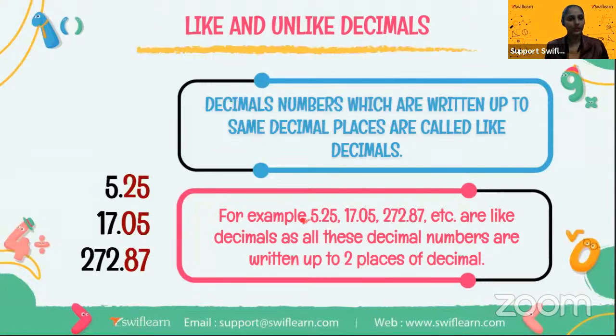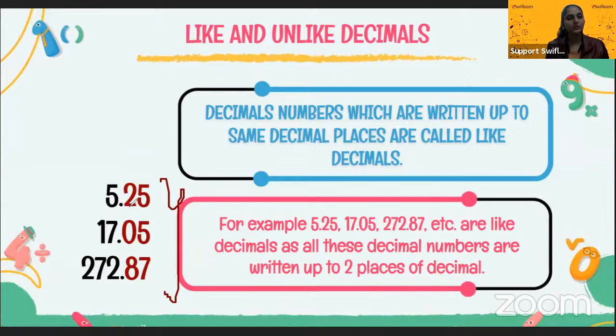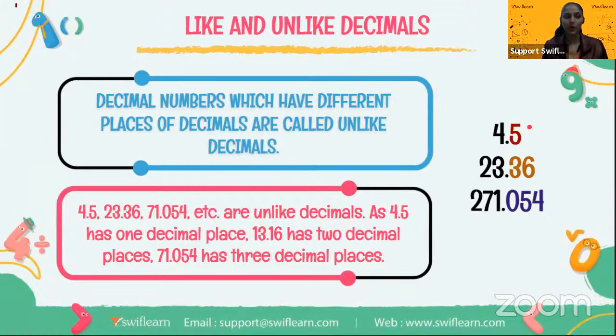Okay, so here, if you notice, all of these three decimal numbers, first is 5.25, 17.05, 272.87. What do you observe in their decimal places? Yes, they all have the same number of decimal places. How many? Each of them has two decimal places. It means if they have the same number of decimal places, they are known as like decimals. Okay, all right. If they do not have the same number of decimal places, then we call it unlike decimals, like 4.5, 4 point.